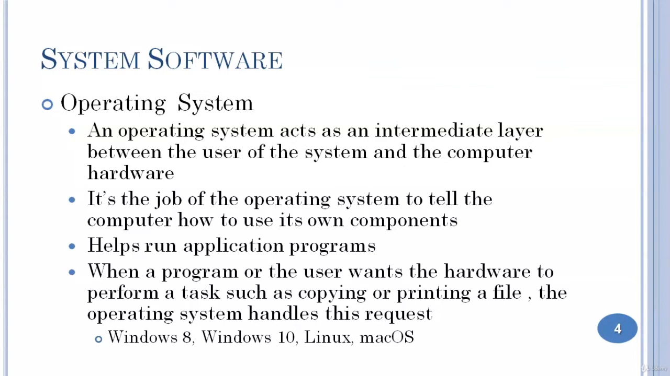Now the examples of operating systems are Windows 7, Windows 8, Windows 10. I mean the entire Windows family of operating systems. Then you have the Linux operating system and the Mac operating system. So these are just a few examples of operating systems. Okay.